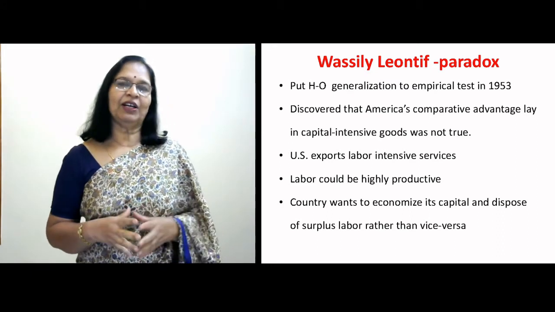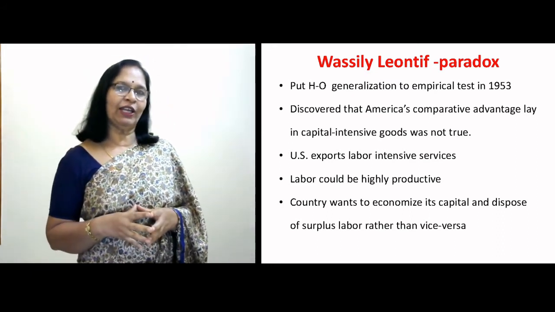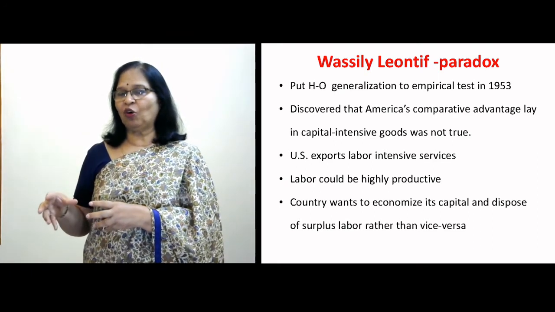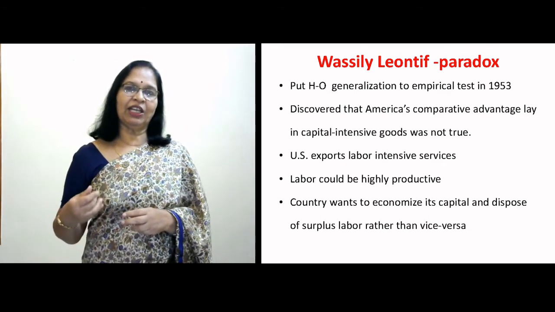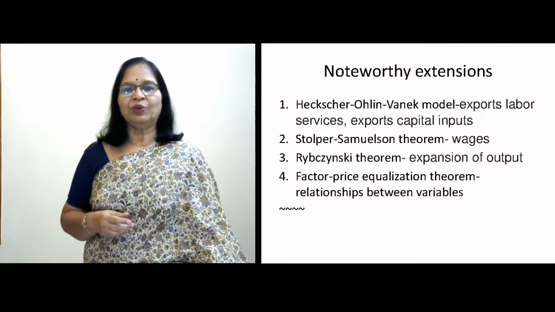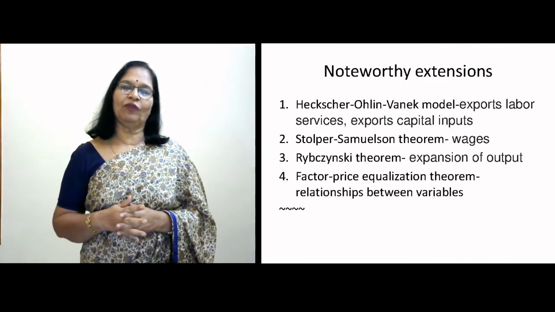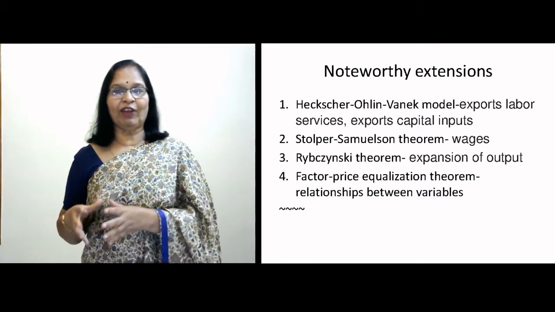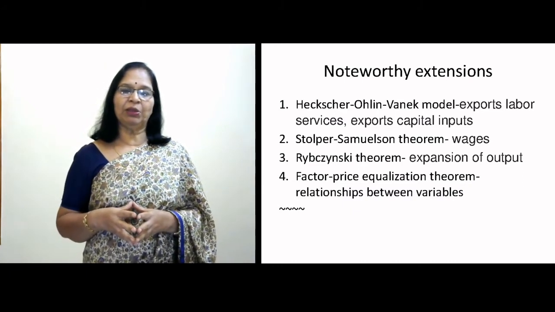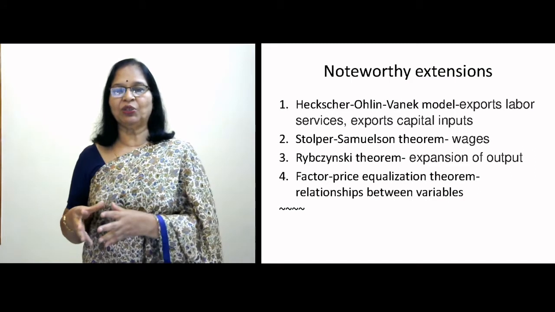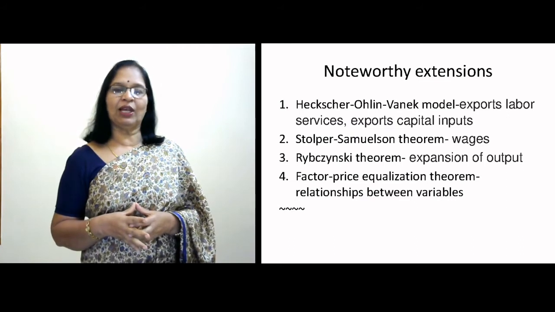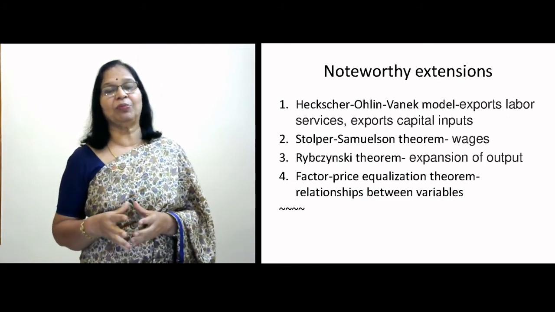Now, when we have critically evaluated the theory, we also find that these critical ideas lead to the emergence of new kinds of theories, taking into consideration newer variables which were ignored in the earlier theory. Here are the noteworthy extensions of the Heckscher Ohlin model: the Heckscher Ohlin Vanek model, the Stolper Samuelson model, which used wages as its variable, the Rybczynski theorem, which uses the expansion of output as a variable, and the famous factor price equalization theorem, which establishes the relationship between the variables.